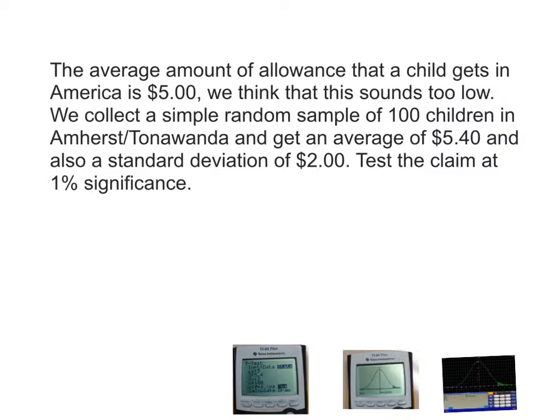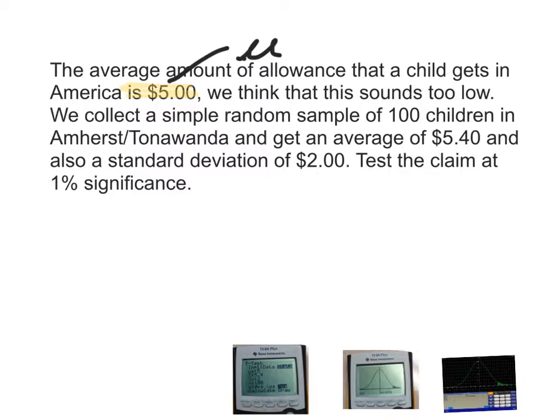All right, here are the basics of performing a t-test in statistics. Let's take a look at this question. You can pause the video to reread it if you'd like, but just highlighting the key points here in the paragraph. It says the average amount of allowance that a child gets in America is $5. So we got a $5 claim, and it's saying in all of America, so it must be our population's average. We think that this sounds too low.